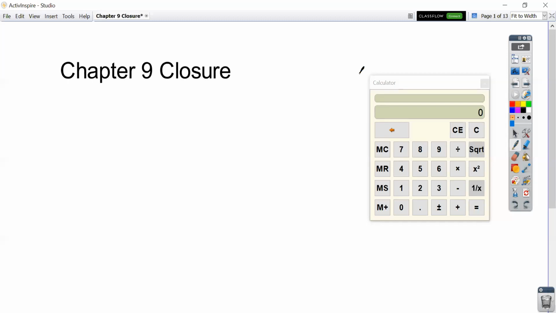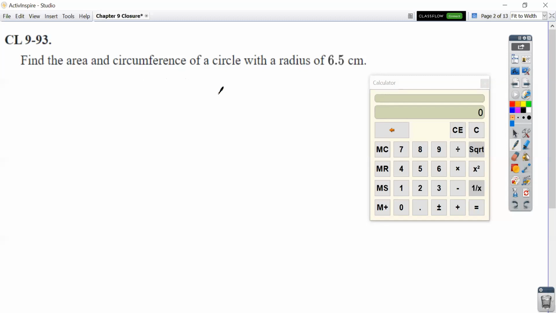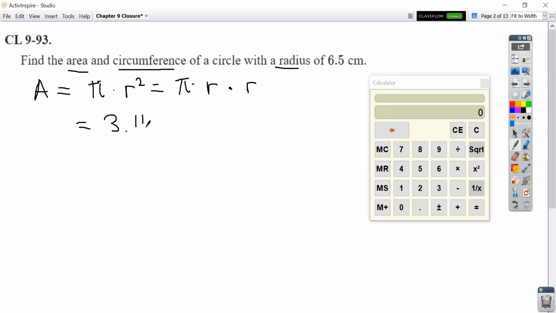So let's begin. The first one is CL 9-93, find area and circumference of a circle with a radius of 6.5 centimeters. So area is equal to pi times radius squared. It's the same thing as pi times radius times radius. We have pi is 3.14 times the radius 6.5 squared, which is the same thing as 6.5 times 6.5.